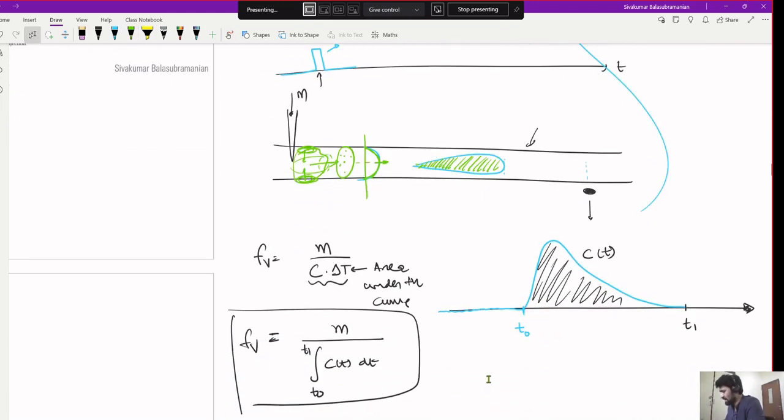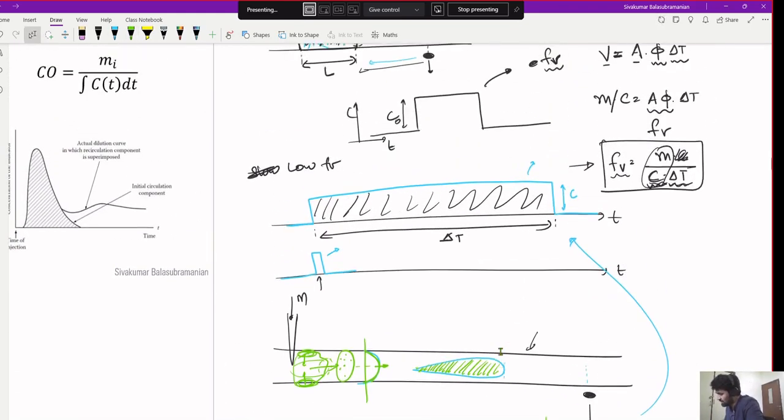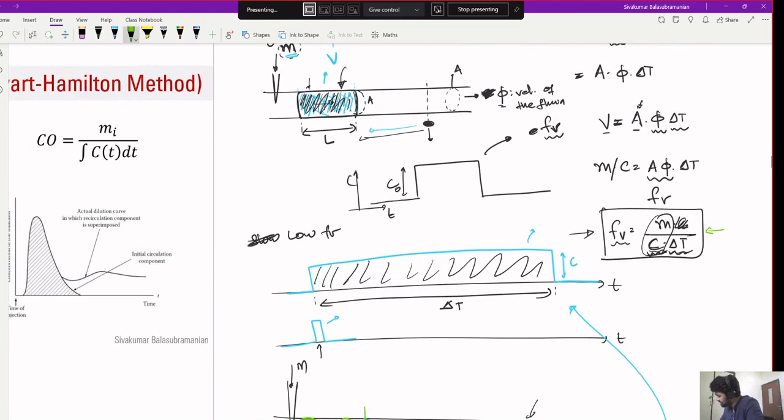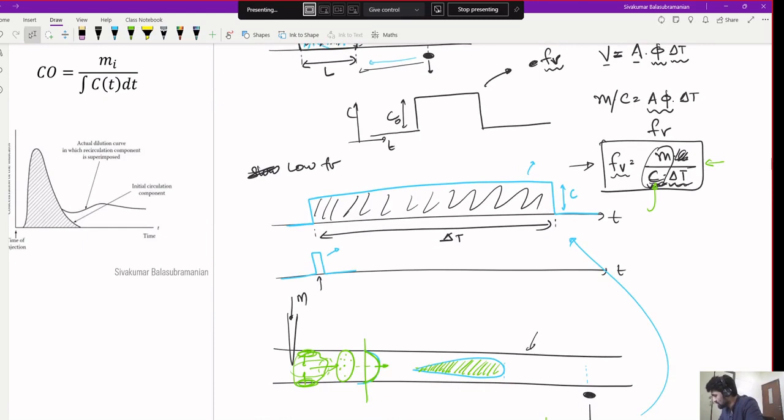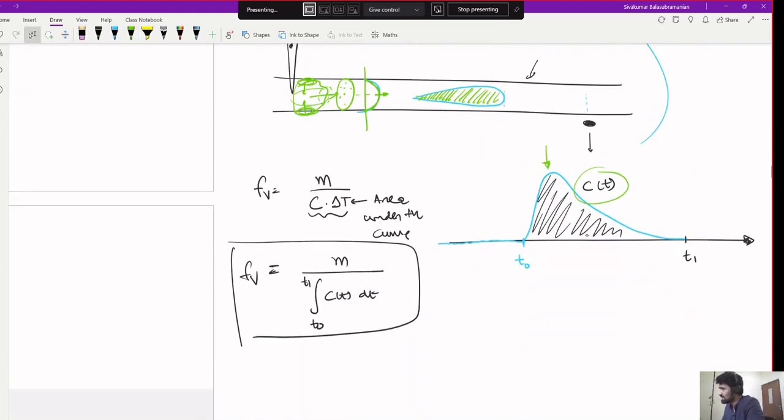When it passes through the detector, the shape of the curve that we will typically see will be like this. If you look at the previous scenario, we said flow rate is mass divided by C into delta T, where C was the height of the curve and delta T was the width of the curve. That's because we had a rectangular pulse. But here we don't have a rectangular pulse.